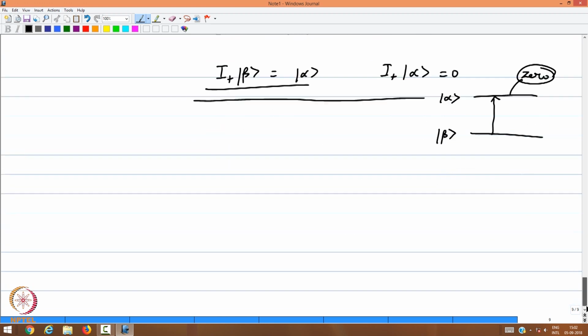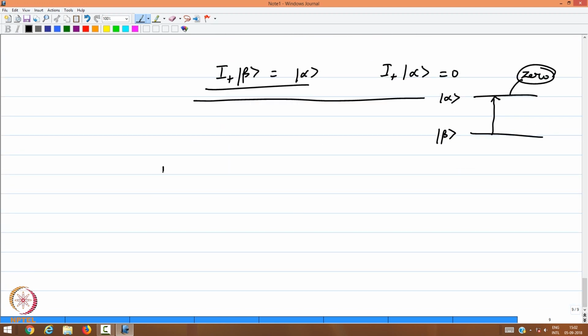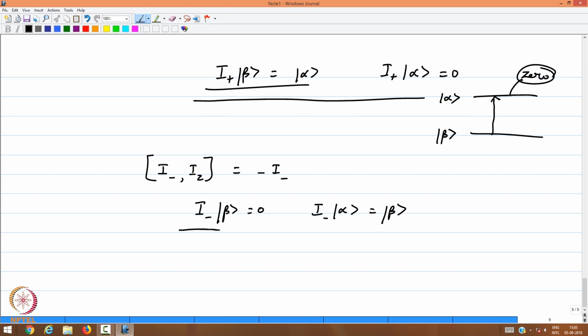The action of the lowering operator, by exactly the same argument, is obtained by calculating the commutator I minus on Iz, and I will leave it to you to verify that this is the same as I minus. Therefore, you will get the relations I minus on beta is 0, I minus on alpha is equal to beta. Okay. So, you have that. Now, also remember that alpha and beta are two eigenstates of the Iz operator with different eigenvalues.